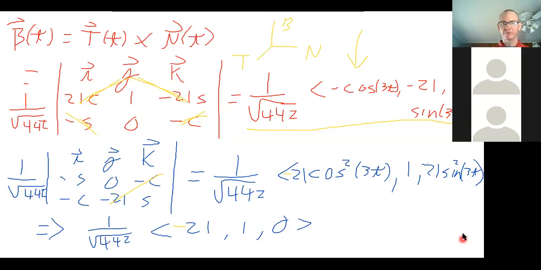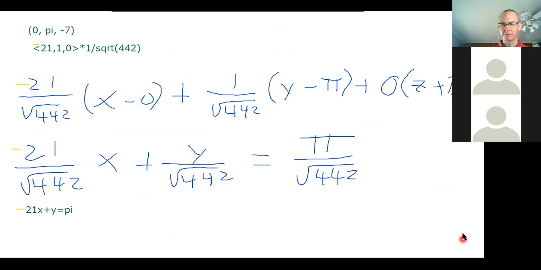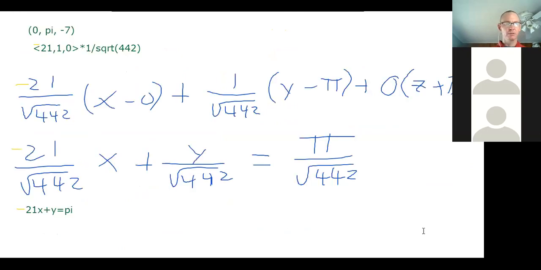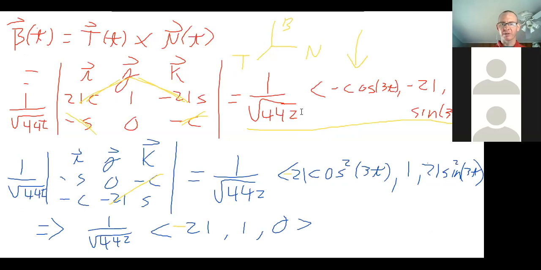So for our normal vector for this one, our point is still going to be, what was our last one? 0, pi, -7. And our vector, going back to what we had for our b, is 1 over the square root of 442, then a 1 and a -21.